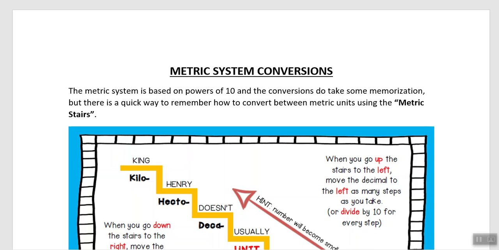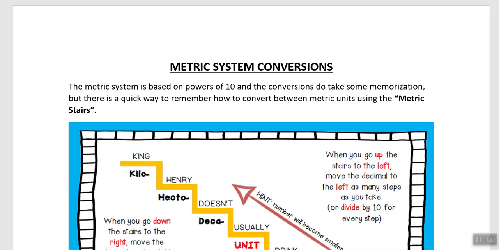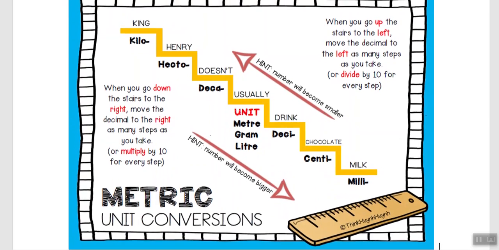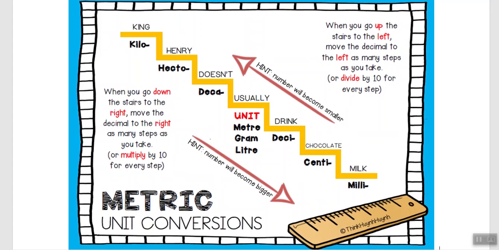Metric system conversions. The metric system is based on powers of 10, and the conversions do take some memorization, but there's a quick way to remember how to convert between metric units using the metric stairs, or sometimes referred to as the metric staircase. There's a great mnemonic device, King Henry doesn't usually drink chocolate milk, that we can use to help us remember the most common prefixes within the metric system.